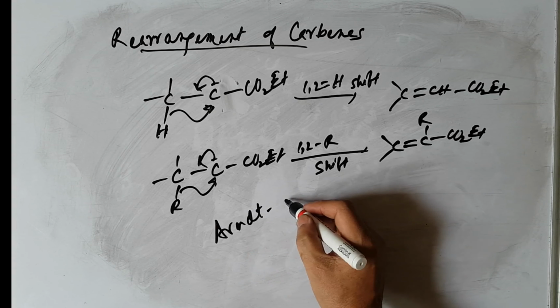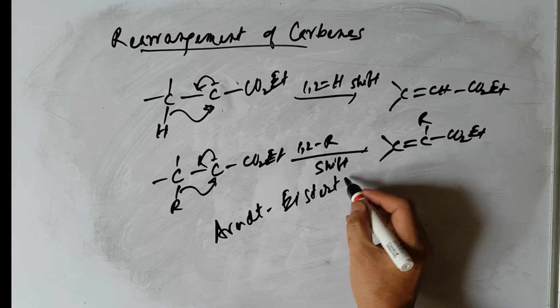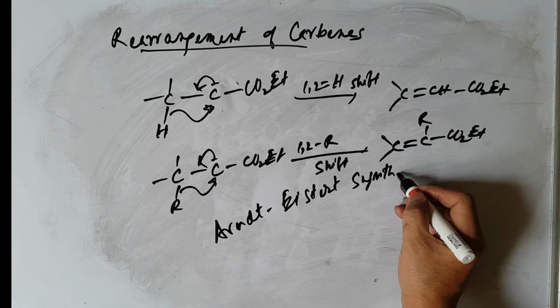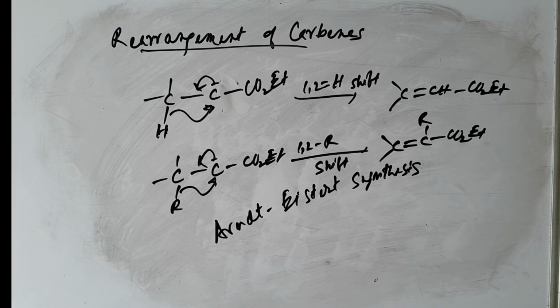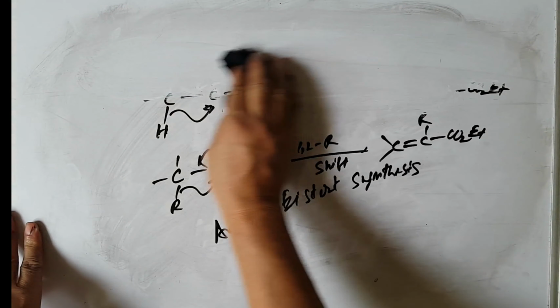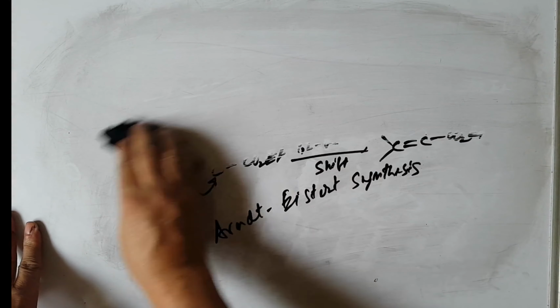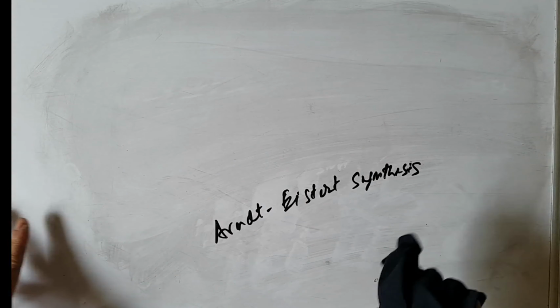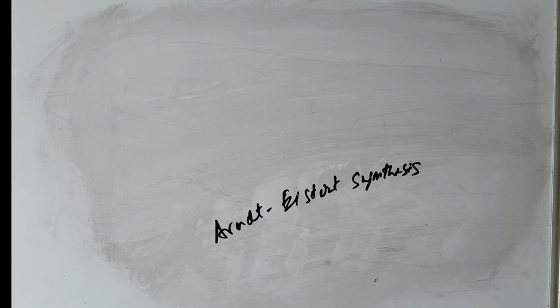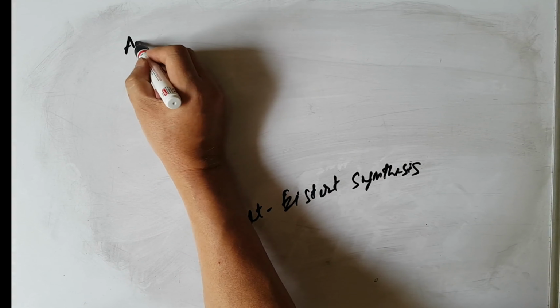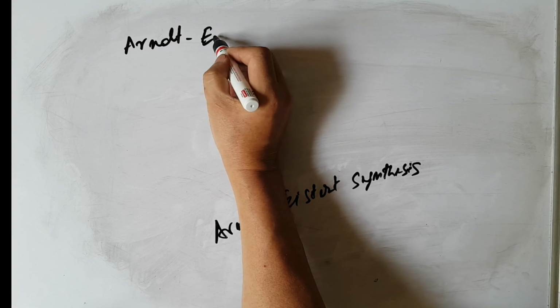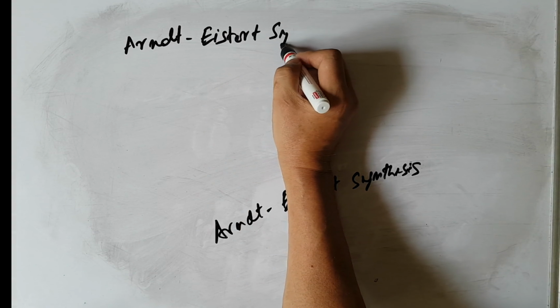The Arndt-Eistert ester synthesis. Here acyl carbenes are involved. Let me write here. In the Arndt-Eistert synthesis, acyl carbenes are formed, which undergo rearrangement to give a ketene, which then undergoes hydrolysis or reaction with alcohol. This is also a rearrangement of carbenes, the Arndt-Eistert synthesis. Okay, let's come to this one.